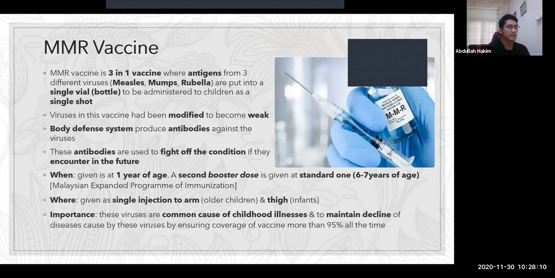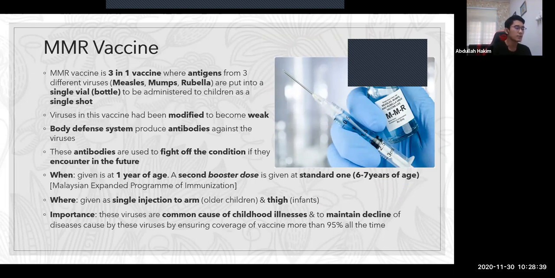So, the MMR vaccine. It is a 3-in-1 vaccine, where the antigens from the viruses are put inside the bottle and then administered to the children as a single shot. These viruses have been modified to become weak. The purpose is to elicit the body's defense system to produce antibodies against the viruses. These antibodies are used to fight off the condition if they encounter the virus in the future.